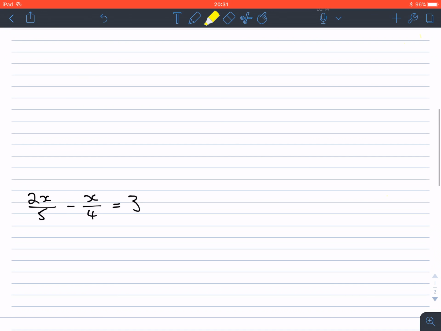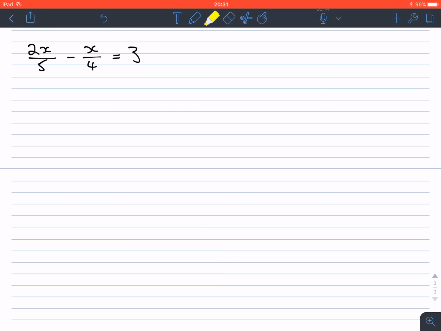Okay, let me scroll down, I'll show you another example. Slightly more complicated, but it'll be exactly the same solution, method of solving it. So I'm going to multiply 5 by 4 on the bottom, it tells me 20, so I'm going to multiply everything in here by 20.